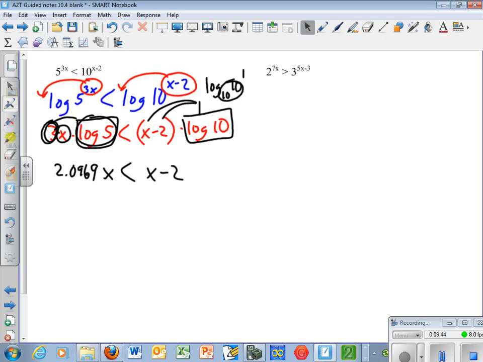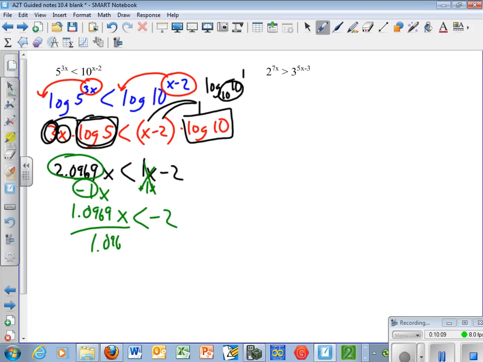Now, I'm solving for x. This is like 1x. I've got x on each side. Think about all the things you've learned with inequalities and equations. I've got to get rid of x on one side. So I'm going to subtract 1x. So I get negative 2 over there, and this is going to be 1.0969 x, 2.0969 minus 1. Now we're going to divide by 1.0969.